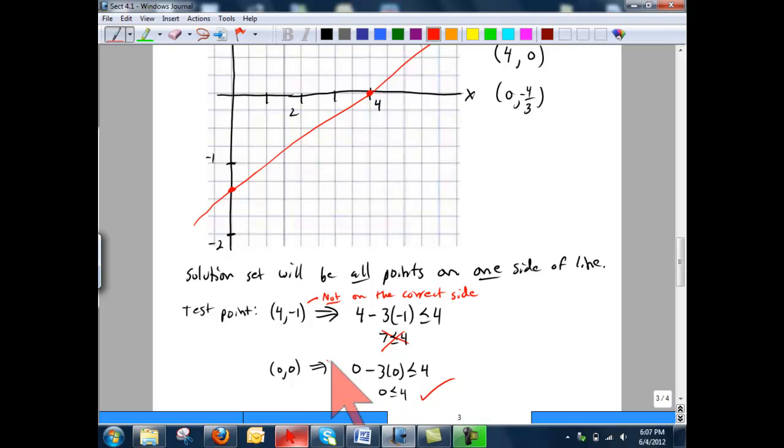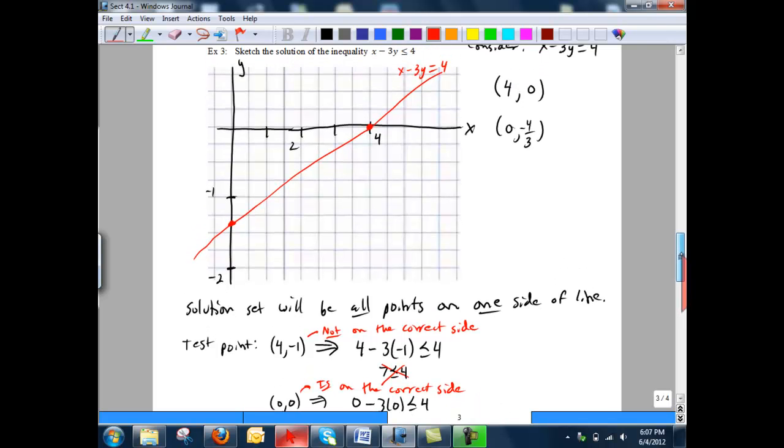That is true, and that tells me that 0, 0 is on the correct side. I already knew that from my other check, and so now the solution set is all of the points on the same side as 0, 0, in other words, up and to the left. And so what we would often do is shade that side of the line. All of the points in the shaded region satisfy this inequality. And because this is less than or equal to, the points on the line satisfy the inequality as well.